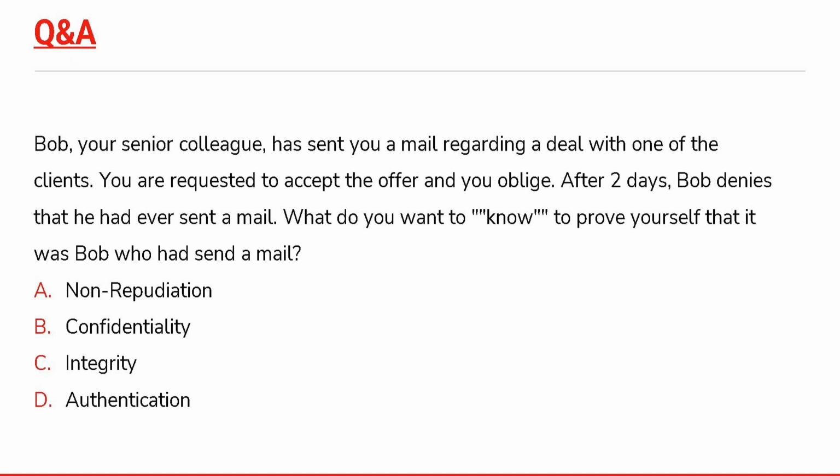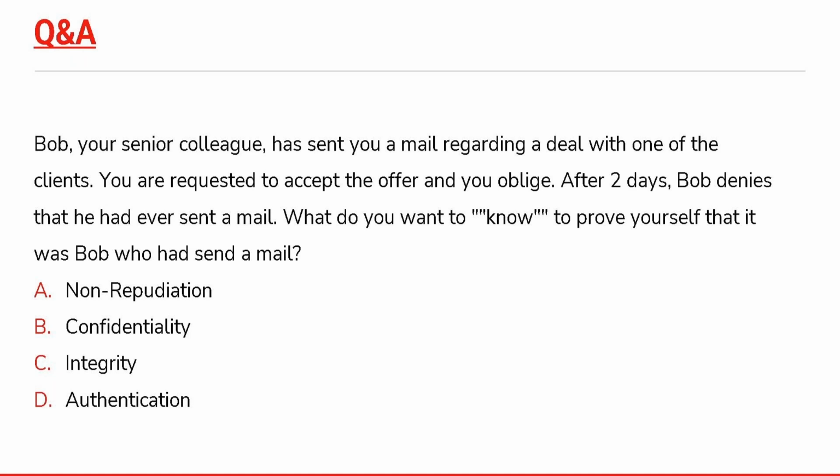Okay. So it is saying that Bob, your senior college colleague, has sent you a mail regarding a deal with one of the clients. You are requested to accept the offer and you oblige. After 2 days, Bob denies that he had ever sent a mail. What do you want to know to prove yourself that it was Bob who had sent a mail? So from here, the option A we are having is non-repudiation, right?